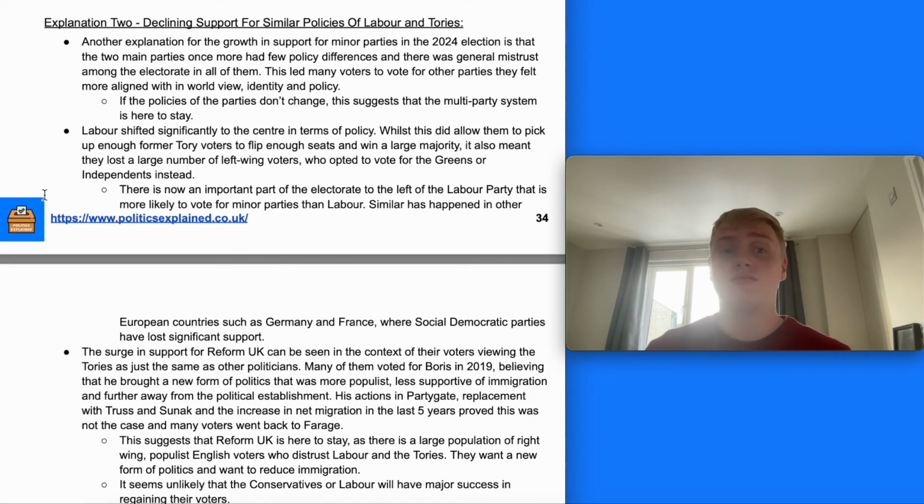Explanation two is that there's simply declining support for the very similar policies of Labour and the Tories. So in the 2024 election, we saw Labour move to the centre, and there were few policy differences between Labour and the Conservatives. And if the policies of the parties don't change, this suggests that the multi-party system is here to stay.